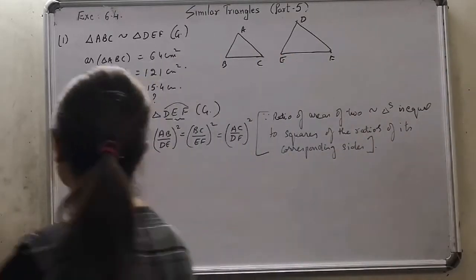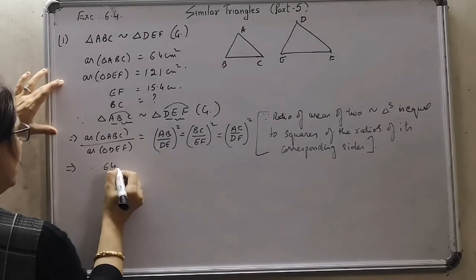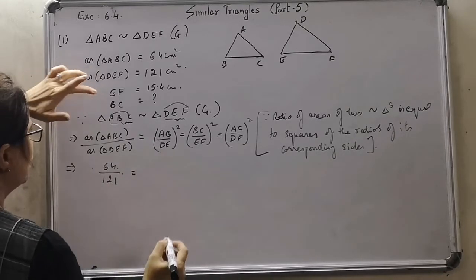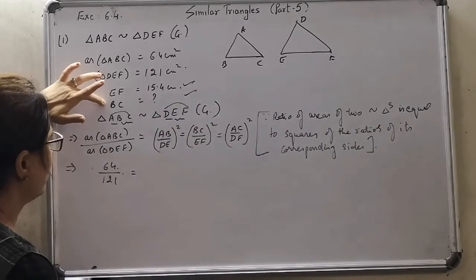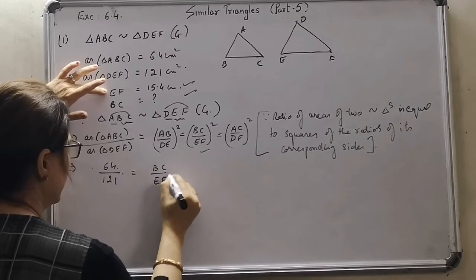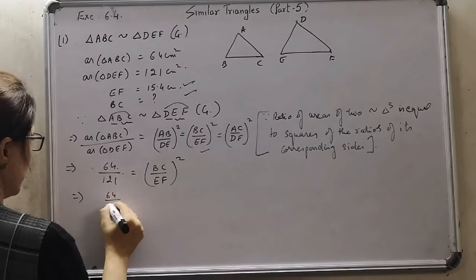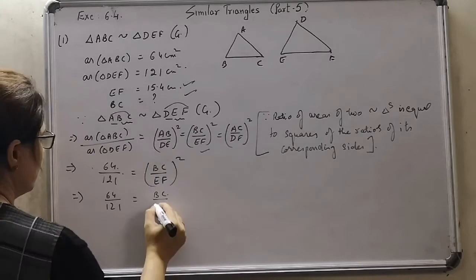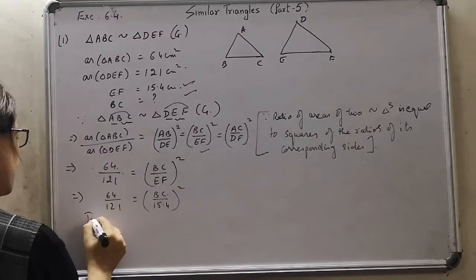So let's see what next. Area of triangle ABC is given to be 64, of triangle DEF it is 121, और ratio जिसका इस्तेमाल हमें करना है that is from the given and required proof EF और BC वाली ratio, यानी इस ratio का इस्तेमाल करना है हमने. नेक्स्ट स्टेप में हम इनकी वैल्यूज भी फिल कर देंगे. This is 64/121. BC हमें ढूंढना है. EF is 15.4 whole square. Taking square root on both the sides.